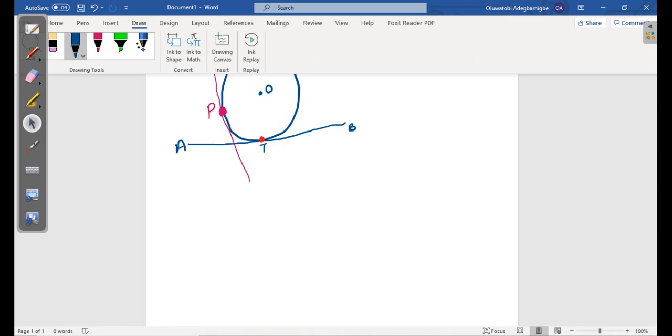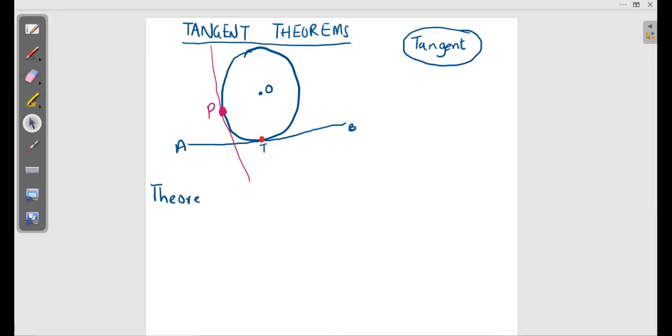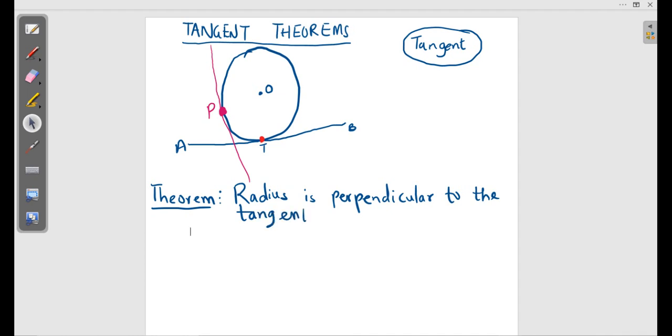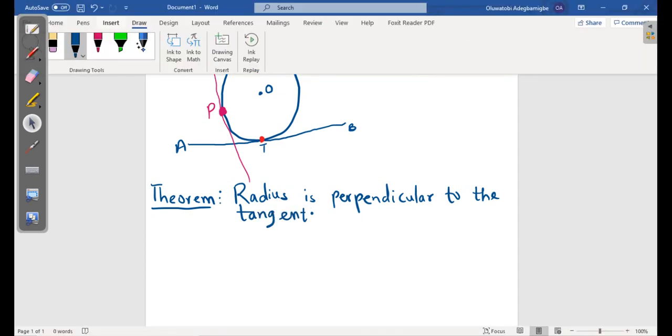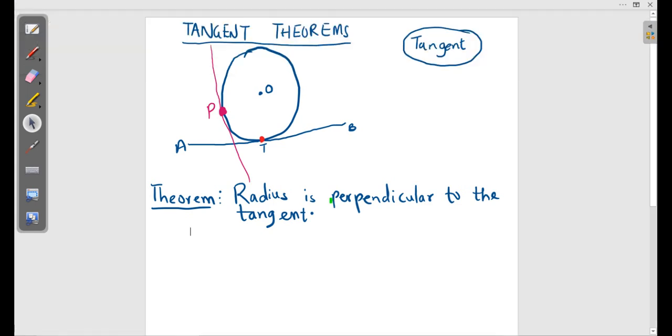Now, what theorem are we trying to consider here? The theorem we want to consider here states that radius is perpendicular to the tangent. That radius is perpendicular to the tangent. So the keywords there are perpendicular, especially, this is the major keyword. Also, radius is very important here, and we also have the word tangent.